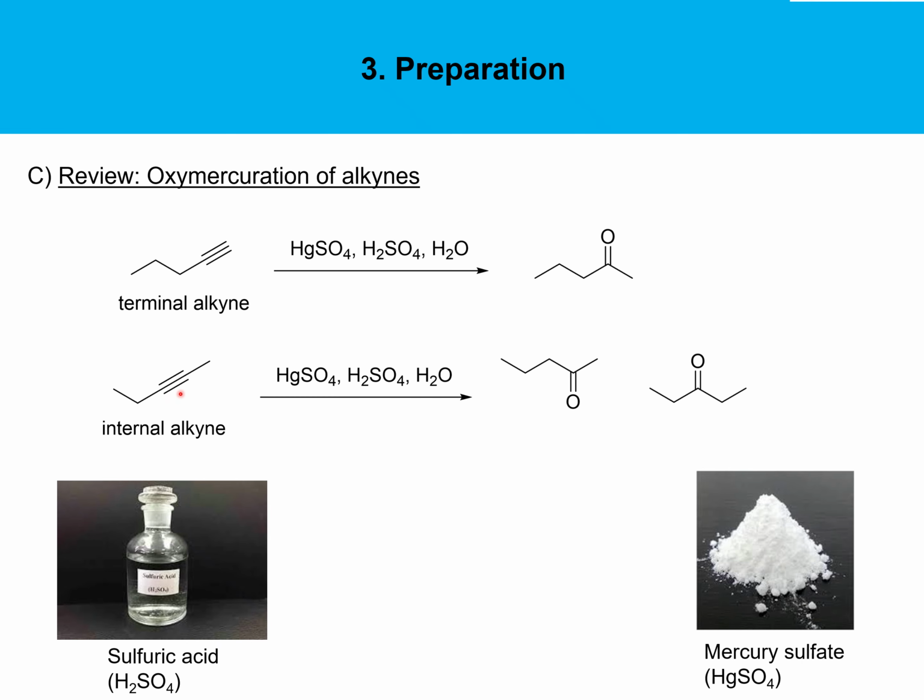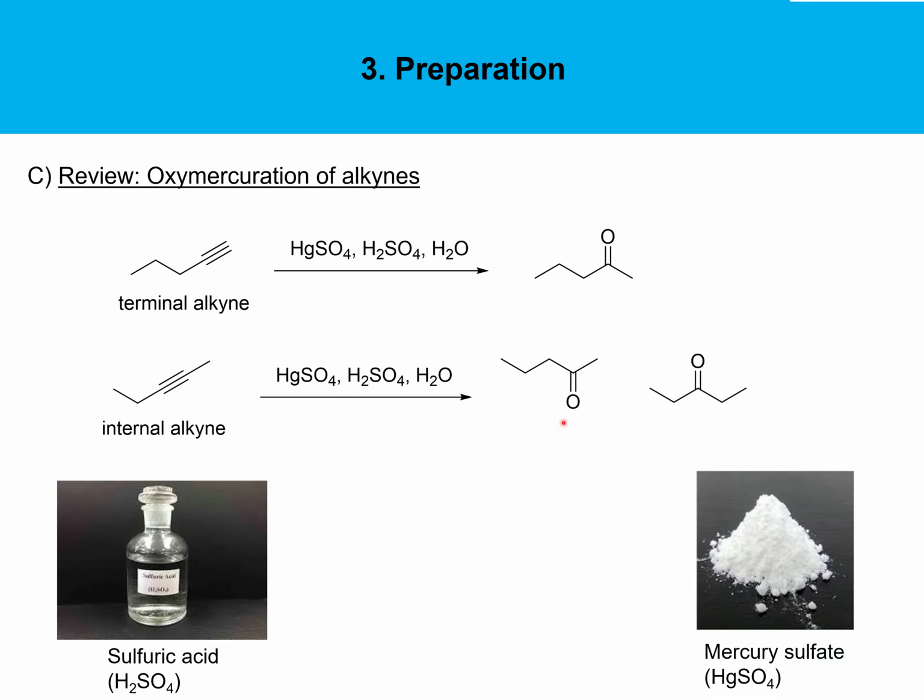However, if we start with an internal alkyne, there is not much of a difference between the carbon on the right and the carbon on the left, even if the two have different size alkyl groups. For the most part, there won't be enough of a difference. And as a result of oxymercuration, we'll end up with 2 different ketones, resulting from adding the carbonyl on the left side or the right side. So in this case, there's actually no carbon that is more substituted per se, and so we end up with these two ketones.